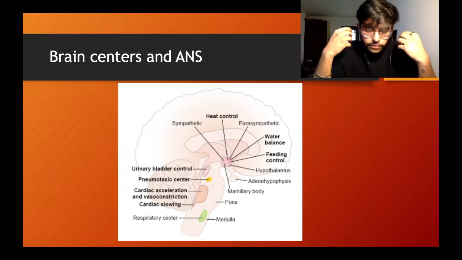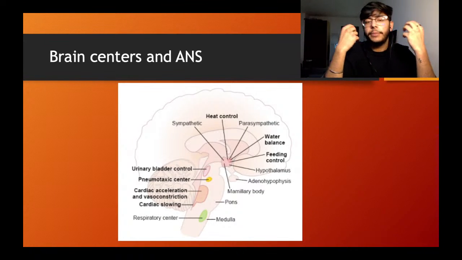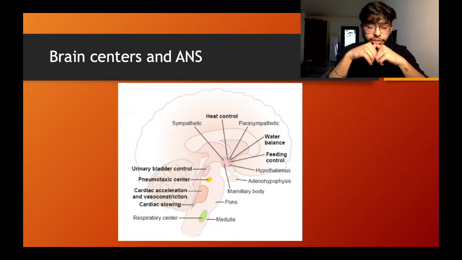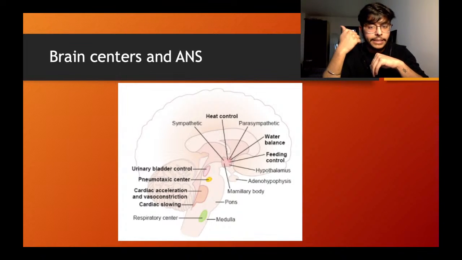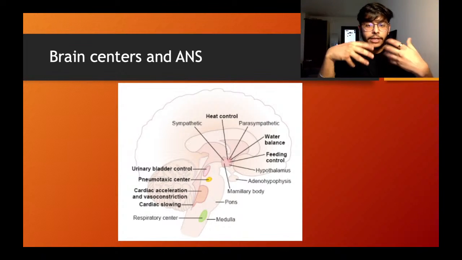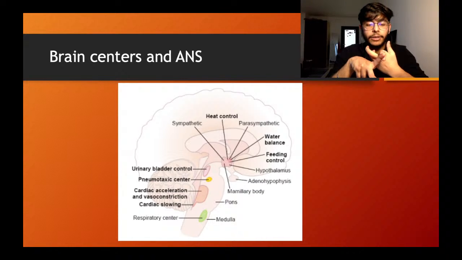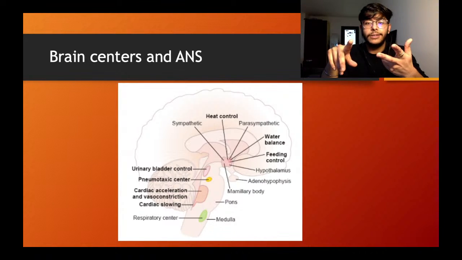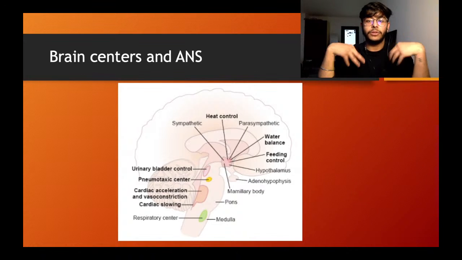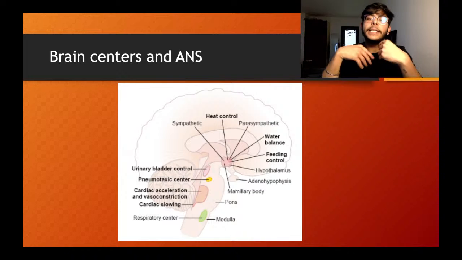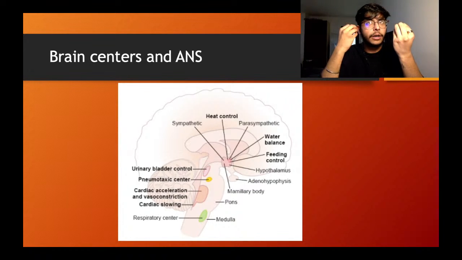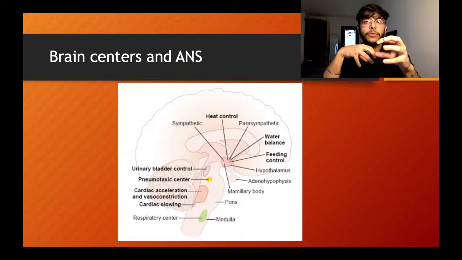So if I'm in a desert and it's scorching hot and I am dehydrated, I haven't had water, I haven't had food, heat control is going to be completely activated and it's going to be telling the body, okay, we need to sweat profusely to get out all the ionic imbalances. We need to dilate our vasculature so that we have a lot more heat loss, etc., etc.